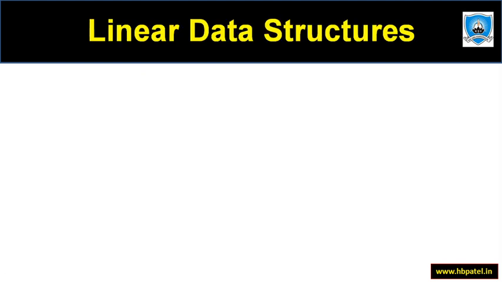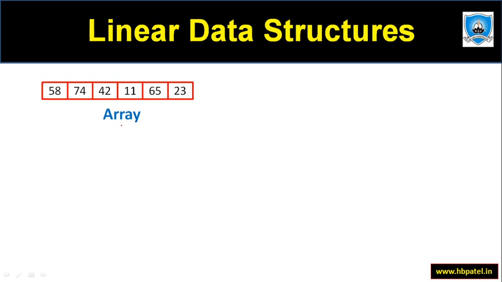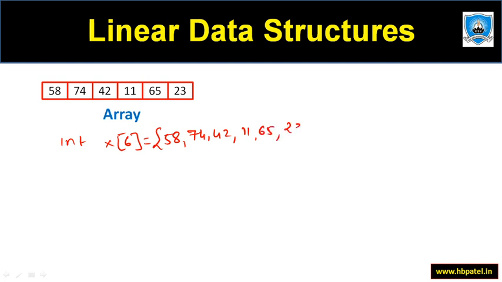So second, now let us see linear data structure. Linear, by the name itself, it should go in a line. So this is a linear data structure. So what are those different types? The first is array. We have seen in our C programming, it goes something like this. You can have an array with this much information: 58, then 74, then 42, then 11, then 65, then 23. So this is linear. Linear means it goes in a line.